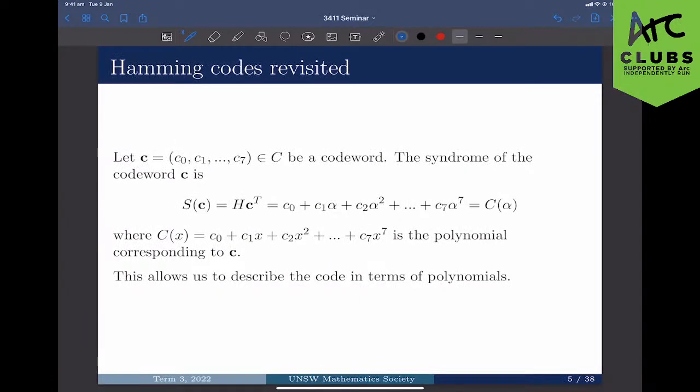And now we consider a code word, C0, C1, up to C7. The syndrome of the code word is obtained when you do matrix multiplication of the check matrix with the code word, and then we get C of x, which is a polynomial corresponding to C, where the coefficients of this polynomial C of x are equal to the numbers in the code word. And so this notation C of x allows us to describe a code in terms of polynomials.